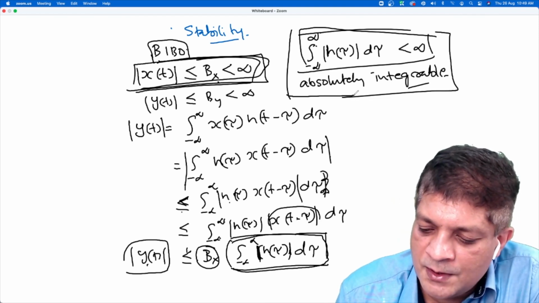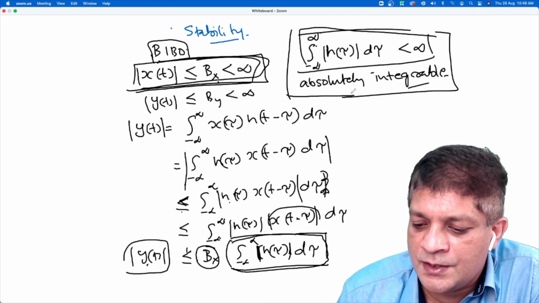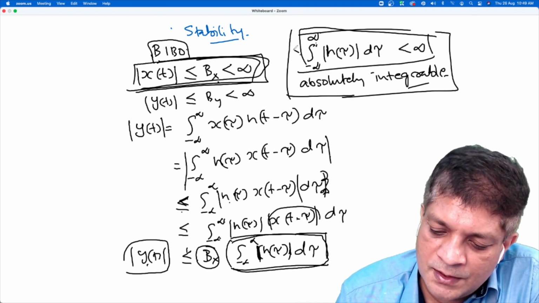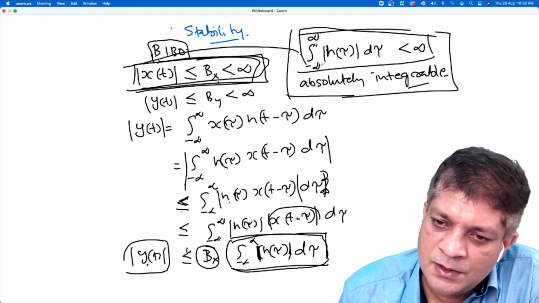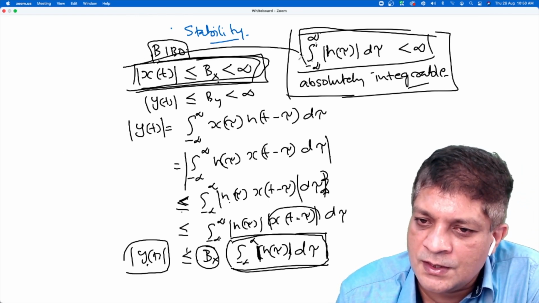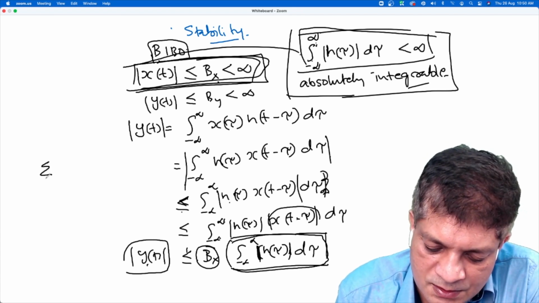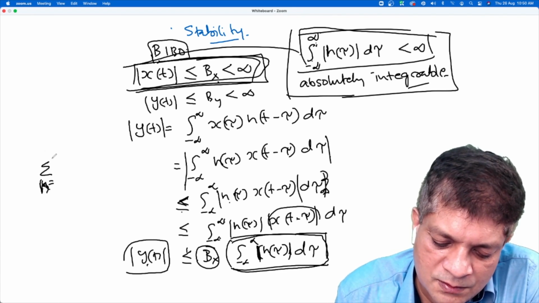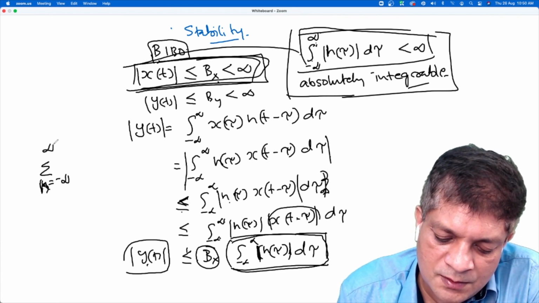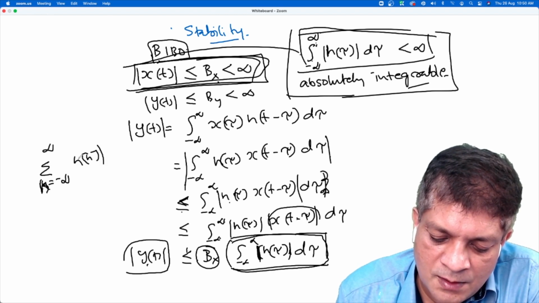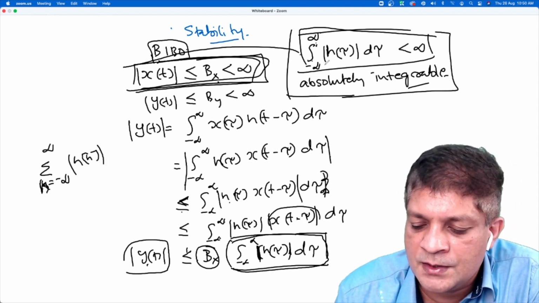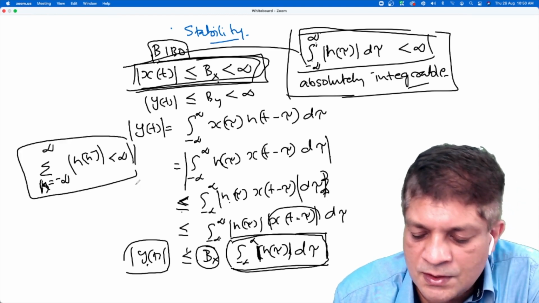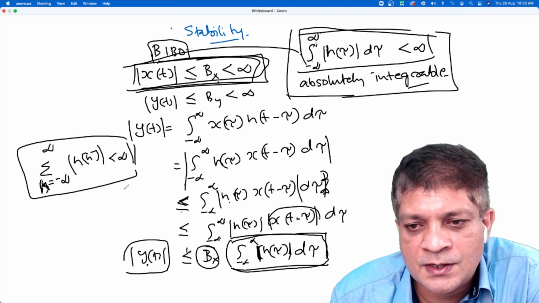Okay. Similar condition for a discrete time system. The only difference is that here it is an integral, there it is a summation. The condition is the summation of |h(n)| from minus infinity to infinity. It should be absolutely summable. Here it should be absolutely integrable. This is the condition for a discrete time system. Then we can say that the system is stable.